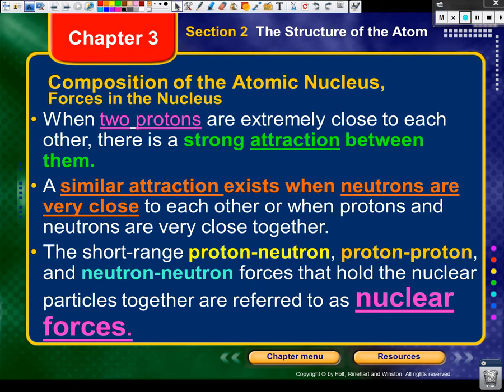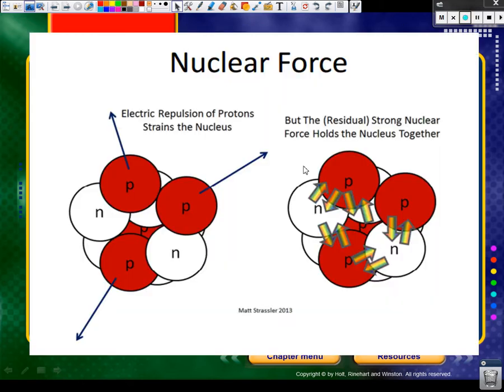So again, the thing that holds the nucleus together is called the what? Nuclear force, which is a beautiful picture right here. So that thing on the right is what's holding all that stuff together.